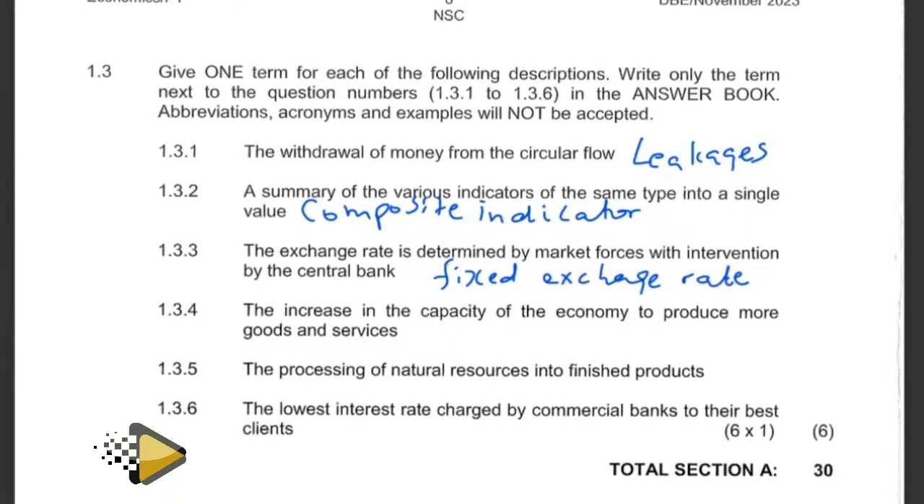So now moving on to 1.3.4, grade 12, it reads as follows: the increase in the capacity of the economy to produce more of the goods and services.